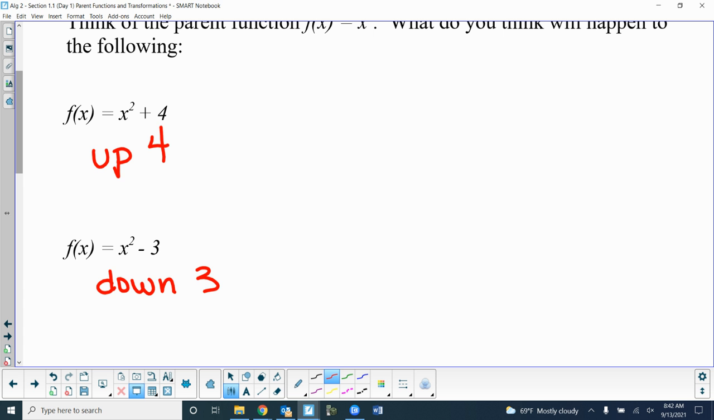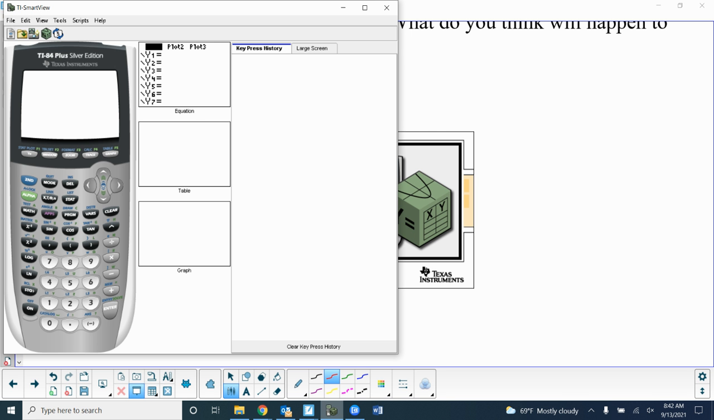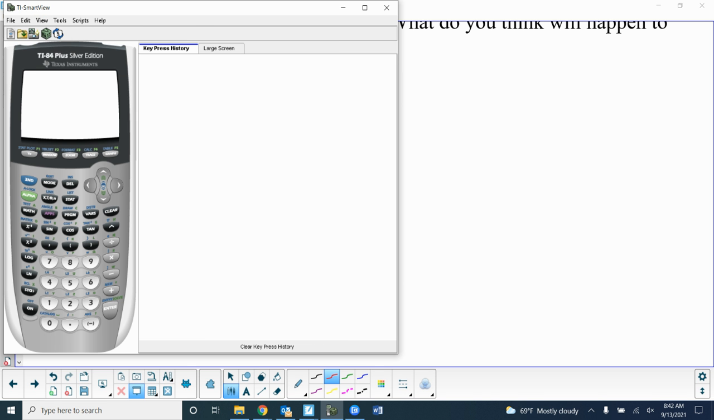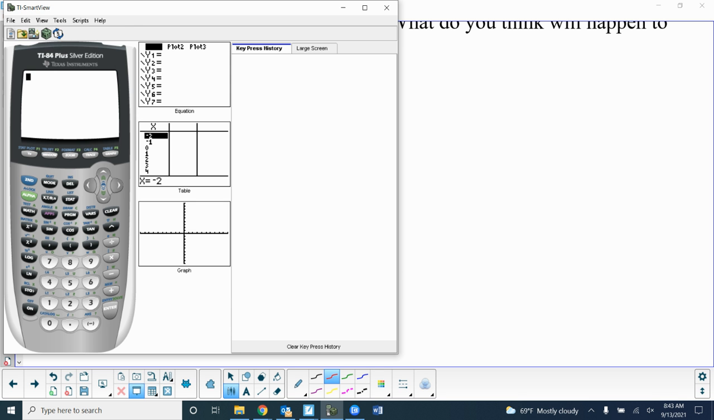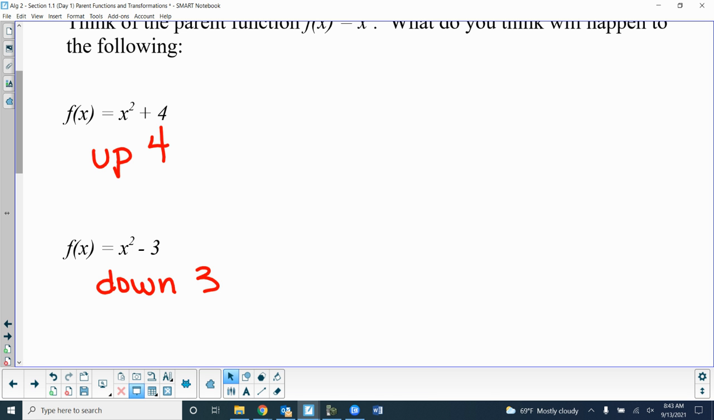And again, just to review how to do this on our calculator. No, that's not the one I wanted. I want to let me grab it and move it.